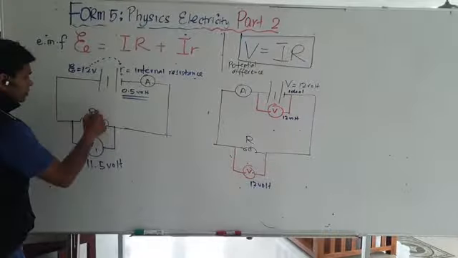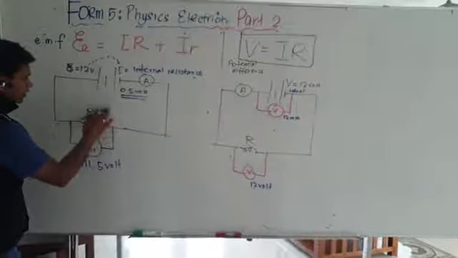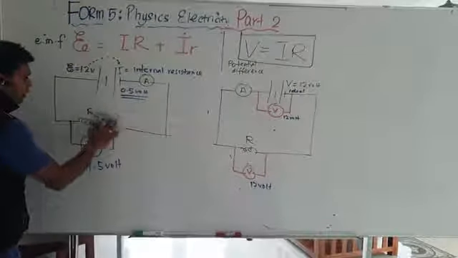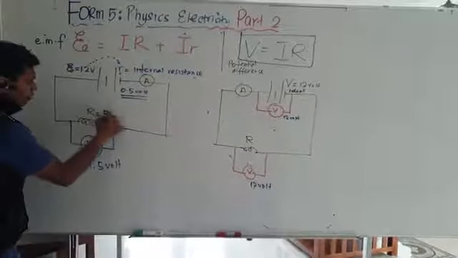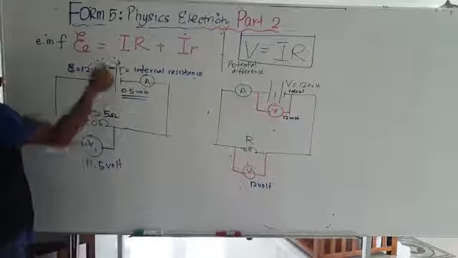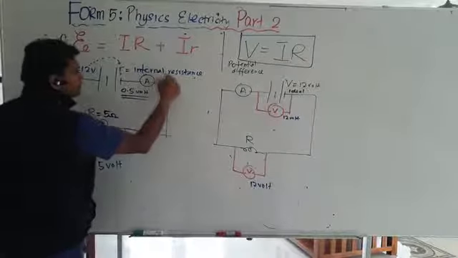Now, let's give a number now, right? Okay, let's put 5 ohms. And let's say the internal resistor is 1 ohm.